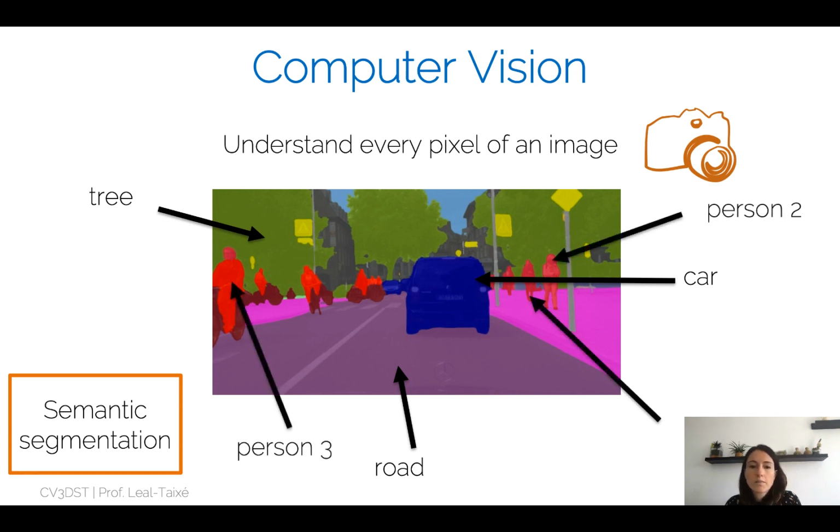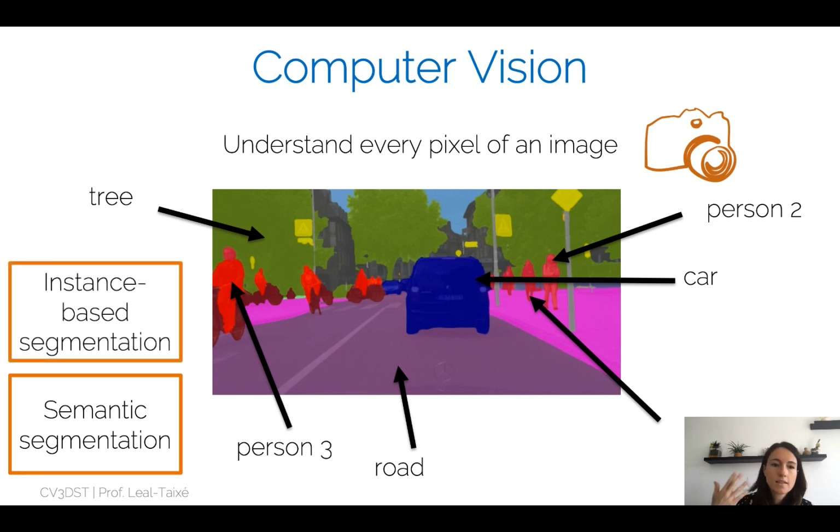Of course, there are certain categories like cars or person where it might not be enough to actually say all of these pixels belong to the class person, but we actually want to identify the different instances of this class. And this is the task called instance-based segmentation, which we will also cover in the lecture.